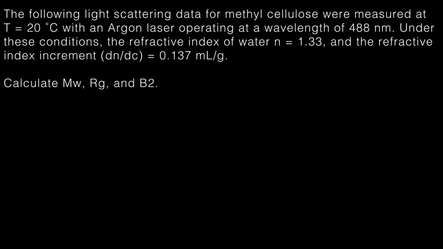Under these conditions, the refractive index of water, which of course depends on the wavelength of light, is equal to 1.33, and dn/dc is equal to 0.137 milliliters per gram. So the problem here, and what we're going to have to use the Zimm plot for, is determining the molecular weight of the polymer, the second virial coefficient, so how it's interacting with its surroundings, namely the solvent, and the size of the polymer, its radius of gyration.